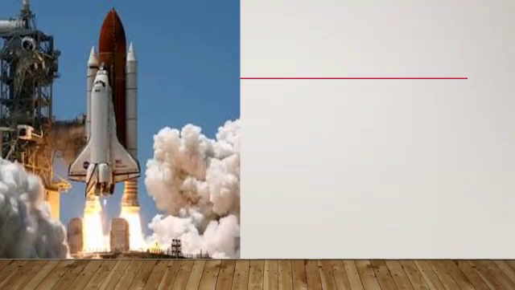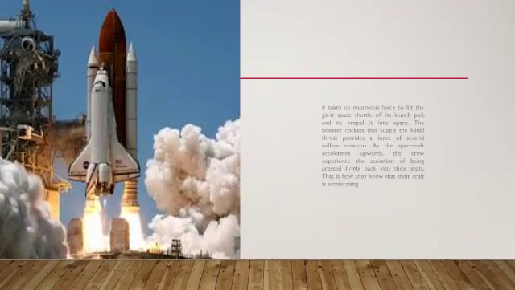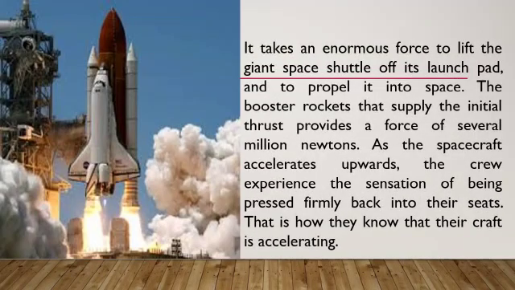The picture shows the space shuttle accelerating away from its launch pad. It takes an enormous force to lift the giant space shuttle off its launch pad and to propel it into space. The booster rockets that supply the initial thrust provide a force of several million newtons. As the spacecraft accelerates upwards, the crew experience the sensation of being pressed firmly back into their seats. That is how they know that their craft is accelerating.